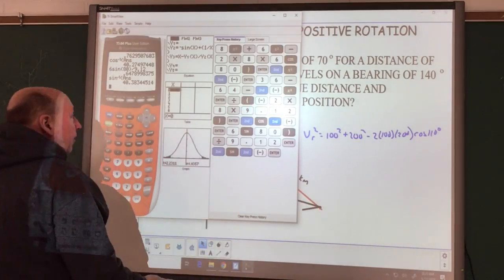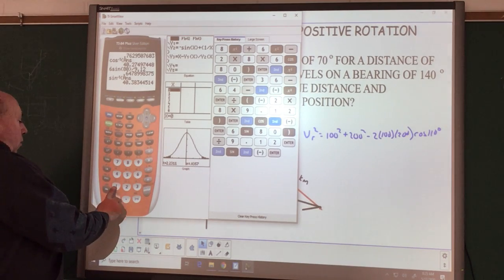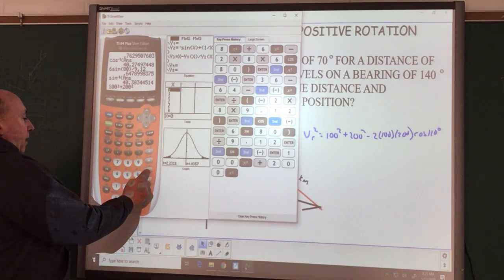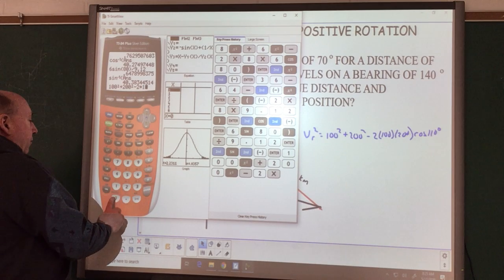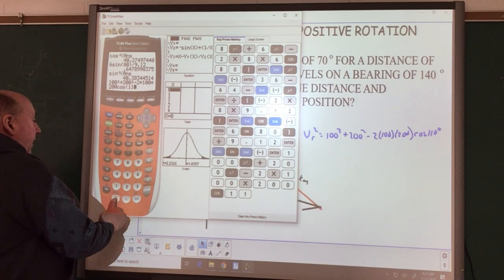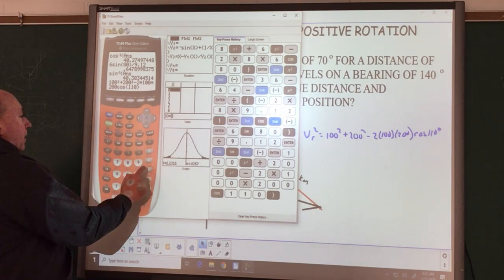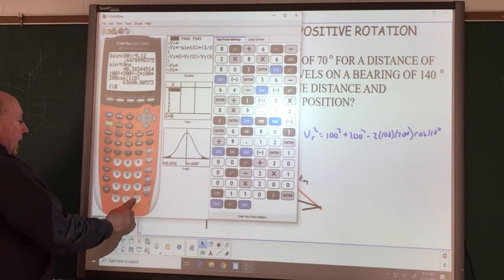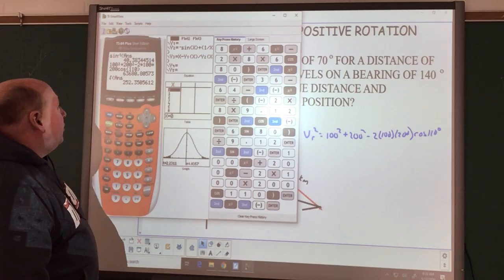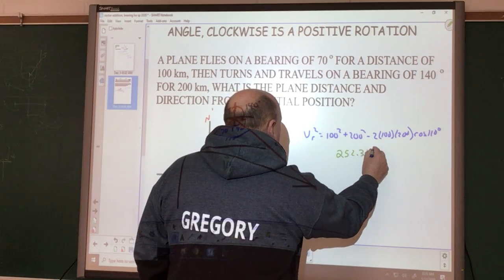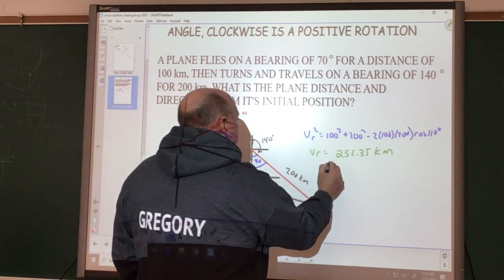So going to my calculator, we have 100 squared plus 200 squared minus 2 times 100 times 200 cosine of 110 degrees. And we get 63,680, and then we have to square root my answer. We get 252.35 kilometers.